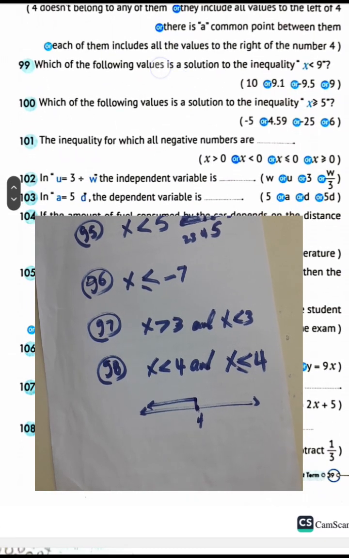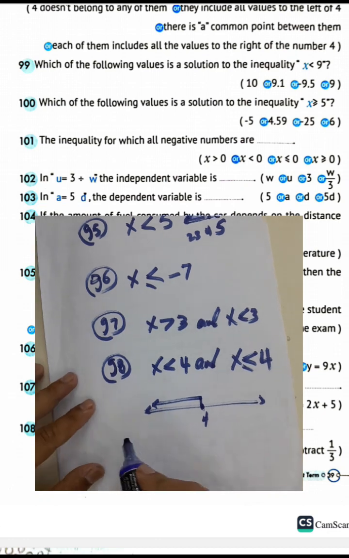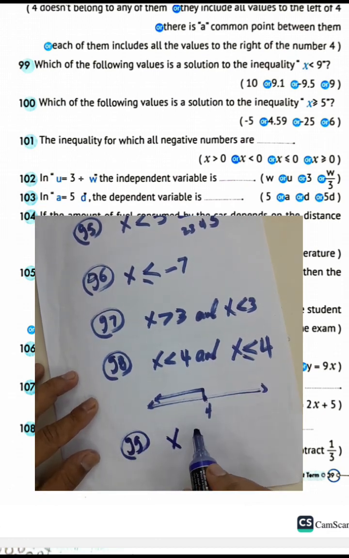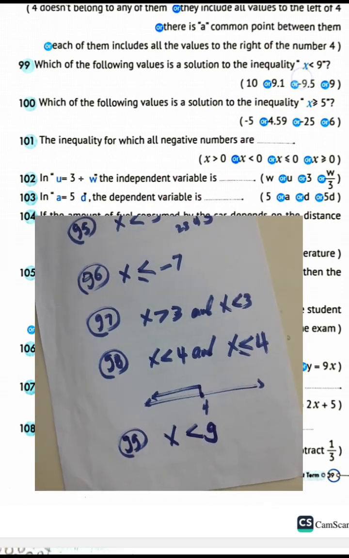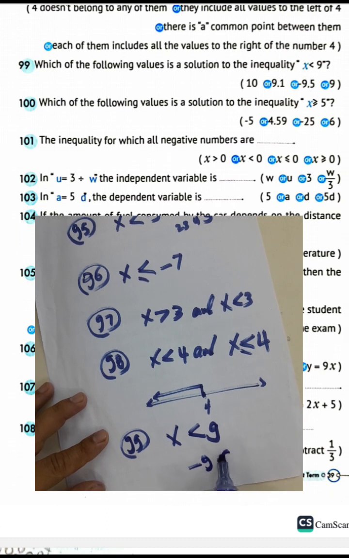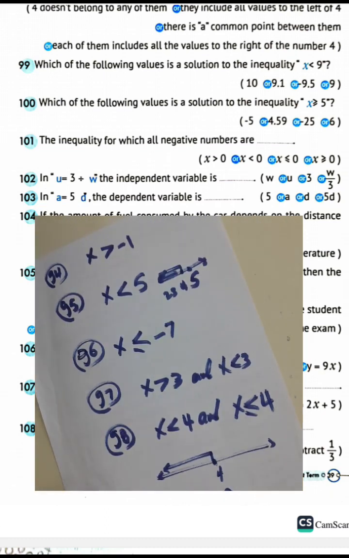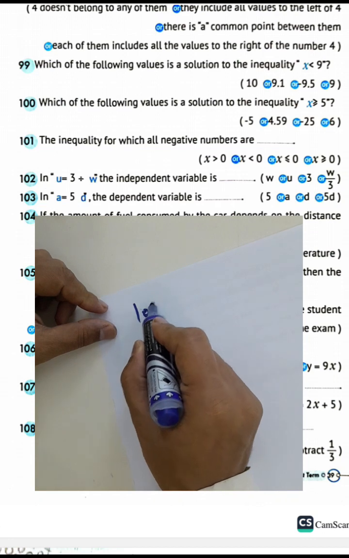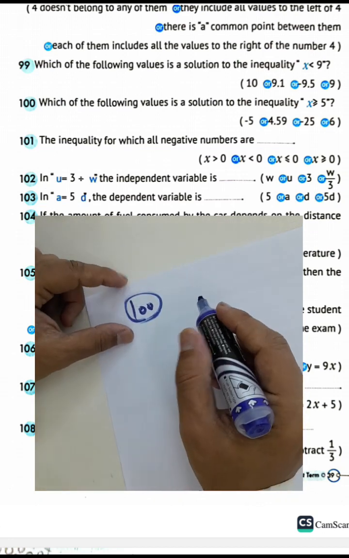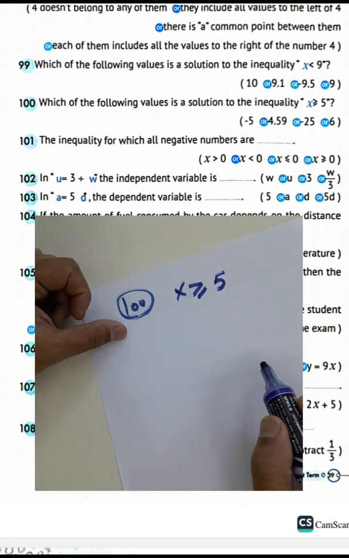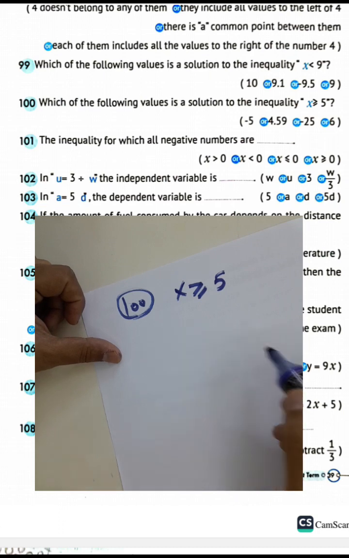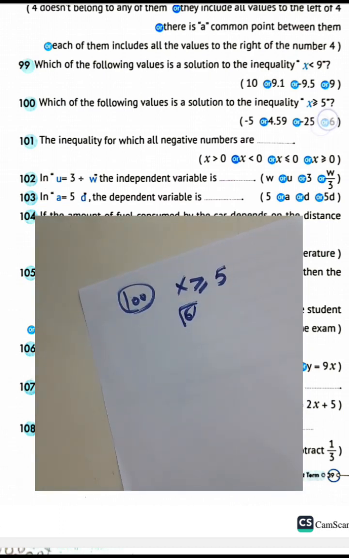Which of the following values is a solution to the inequality x less than 9? Here, it will be negative 9.5. Choose negative 9.5. Okay, solution about this example. Question 100. Which of the following values is a solution to the inequality x greater than or equal to 5? We have here 6. 6 is the solution. Choose 6 about this question.